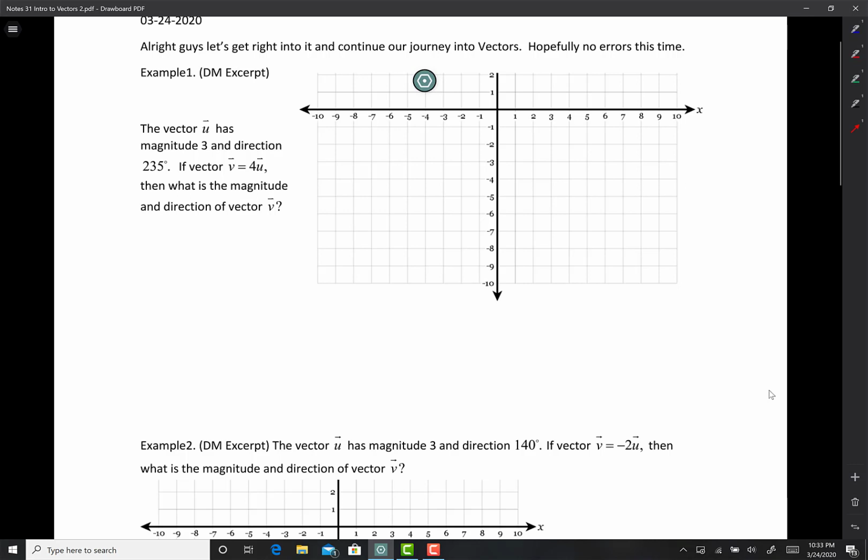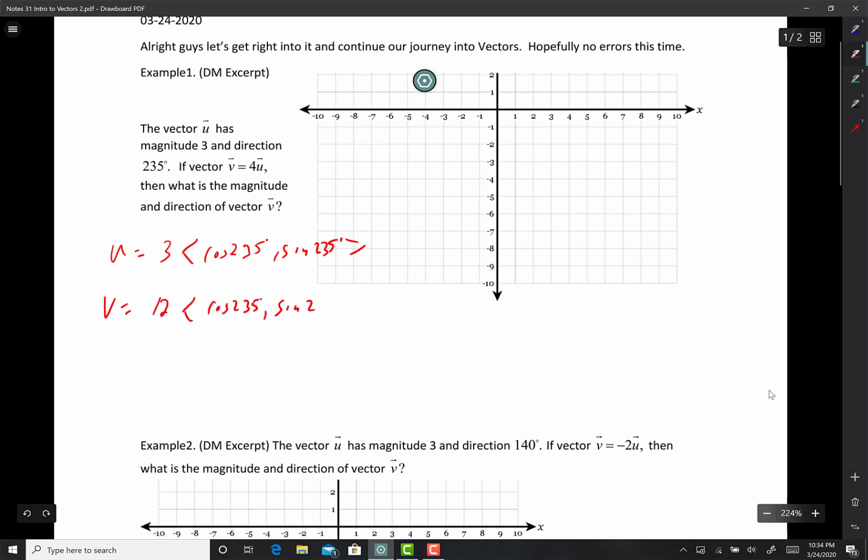So I'm going to write u, let me put red here. u equals 3 times cosine 235 degrees, comma, sine 235 degrees. That's going to give me the x component and the y component. And I'm going to multiply that by 4. So v is, what is 3 times 4? 12. So 12, and then it's still going to be cosine 235 degrees, sine 235 degrees. So here's how the vector u looked. I should put a hat on it, right? There's my hat.